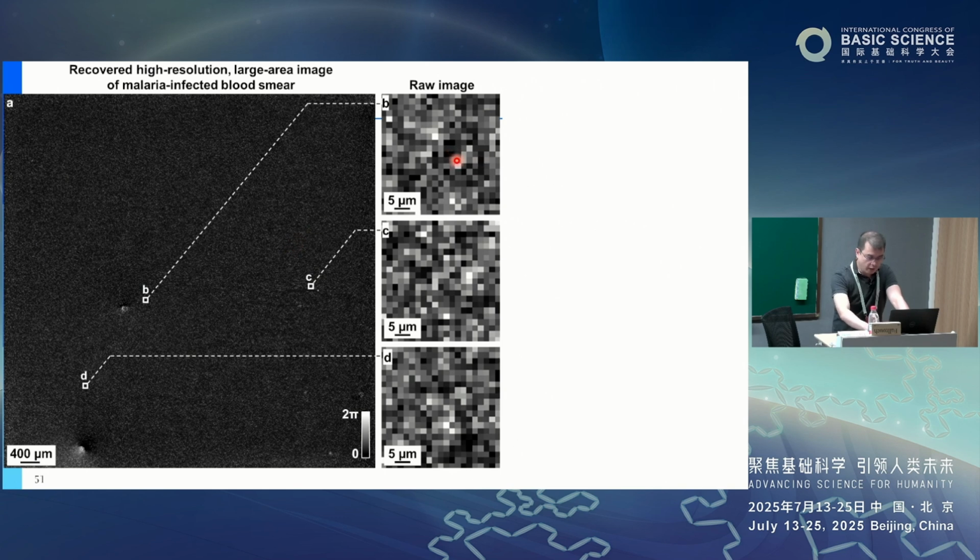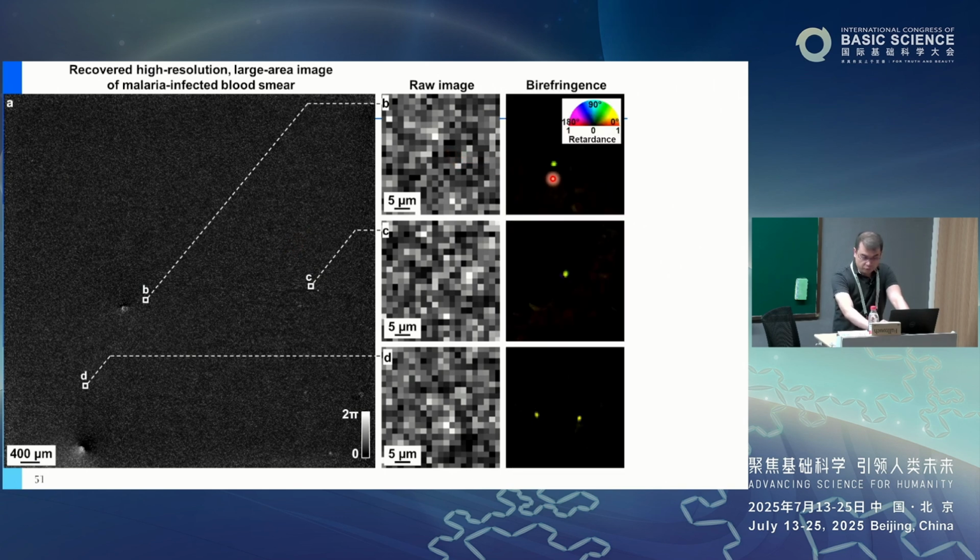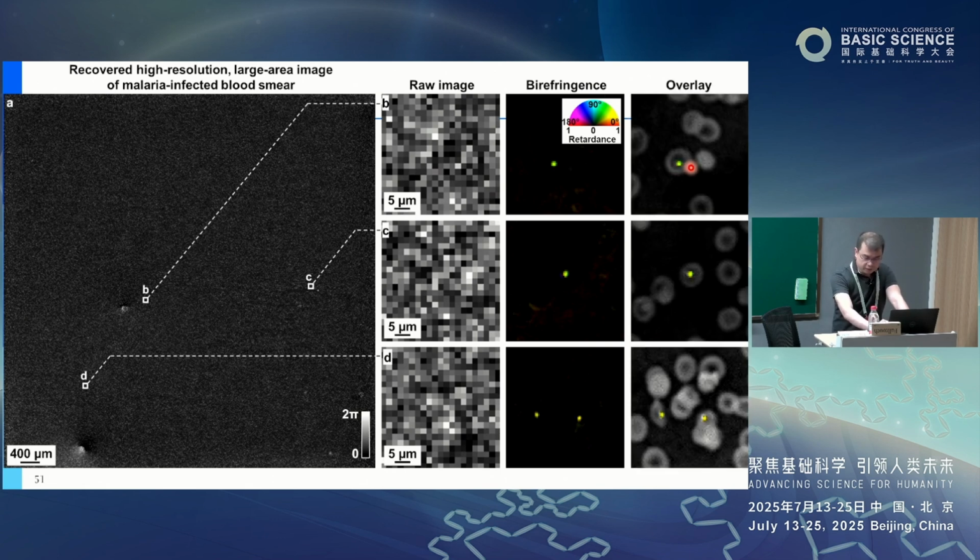So this is the raw image, and this is the recovered birefringence map of the malaria-infected red blood cells. You can overlay it with the phase image, and you can see those bright spots. They are related to the malaria parasites within the blood cells.